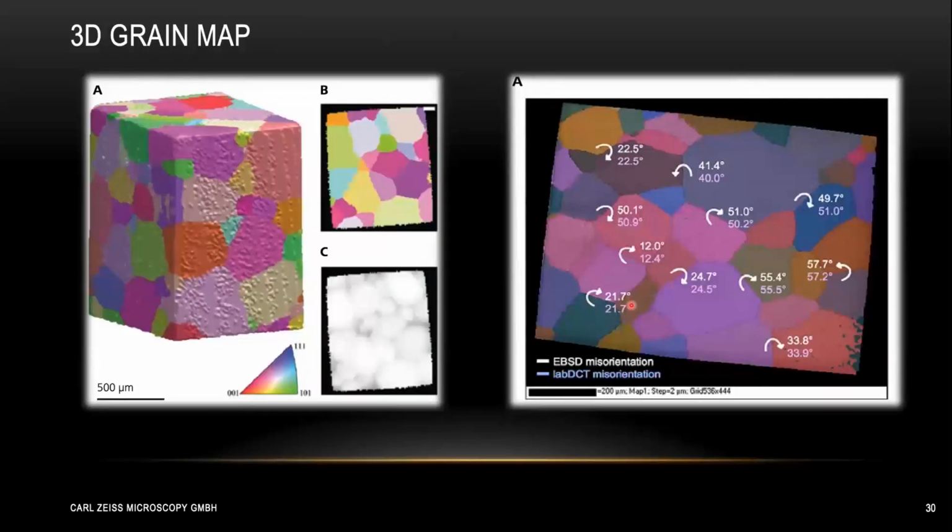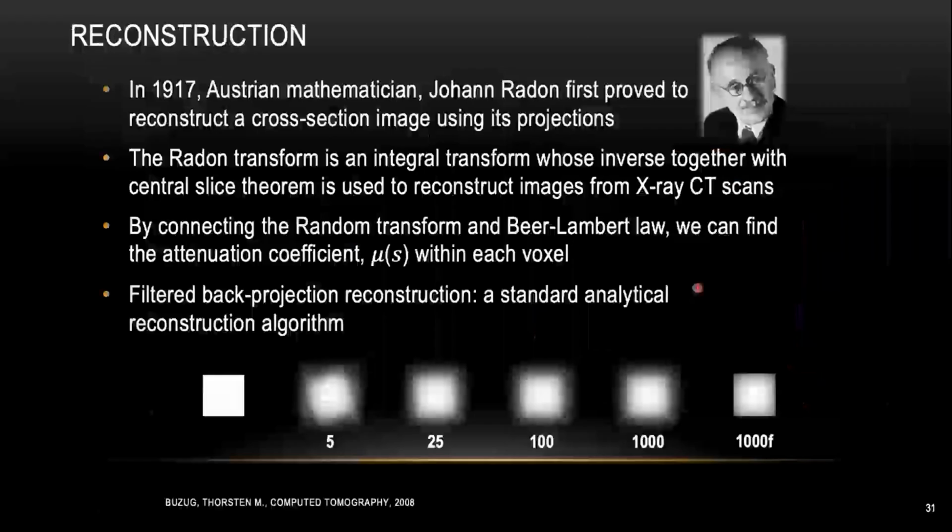You can see the misorientation between the two measurements is very similar to each other. It's less than 1 degree difference. So that's pretty much everything about the micro CT scanning.